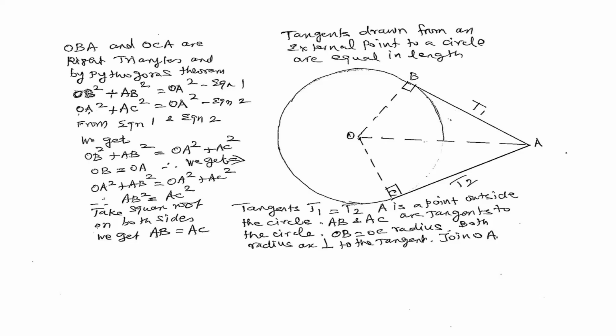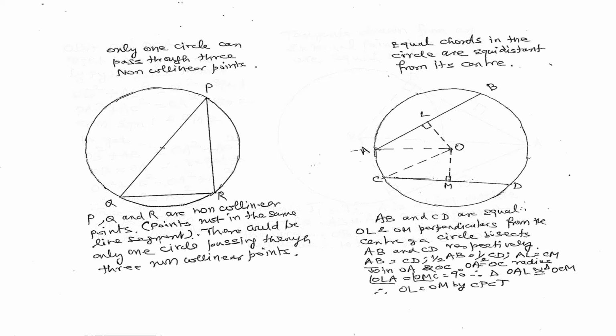Therefore, tangents drawn from an external point to a circle are equal in length. The next slide talks about how only one circle can pass through three non-collinear points. On the left side figure, you see P, Q and R are non-collinear points, not on the same line segment. There could be one and only one circle, as you see, passing through three non-collinear points.